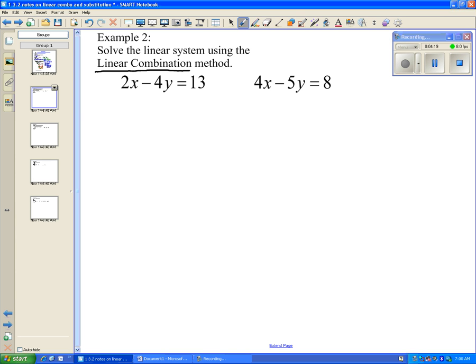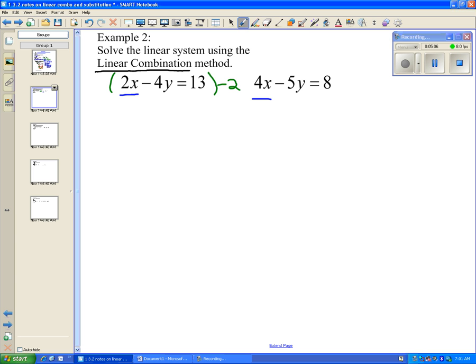Linear combination comes up when it's not easy to get an x or a y by itself in either of the two equations. So I look at these two and I notice that I have a 2x and a 4x. It's not difficult to make this 2x be the opposite of that 4x. The whole purpose of linear combination is to add the two equations so one of the variables cancels out. Since I have a 4x positive, I want to make this 2x negative. So I'm going to multiply this by a negative 2.